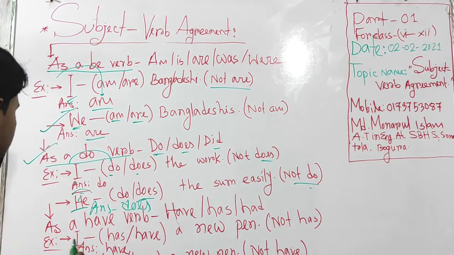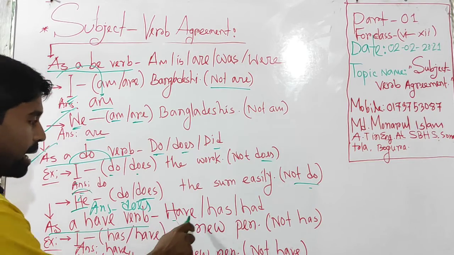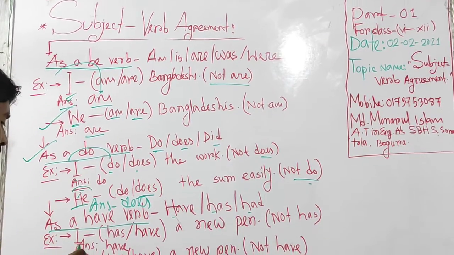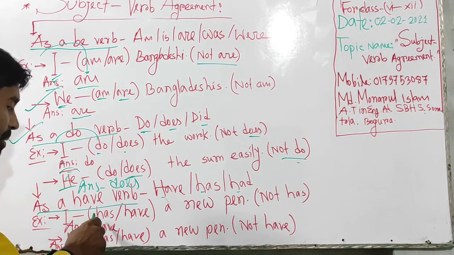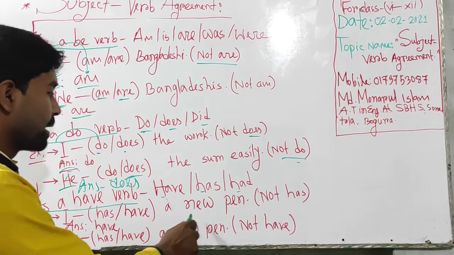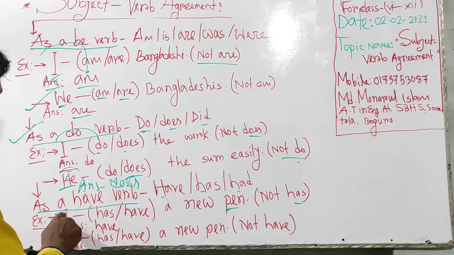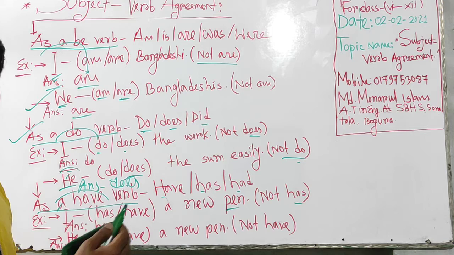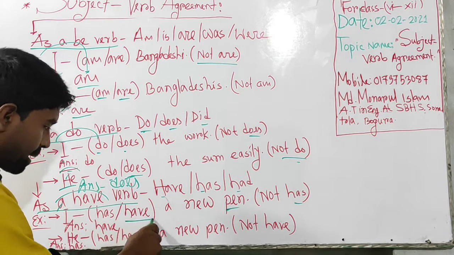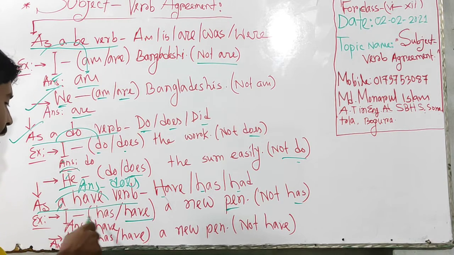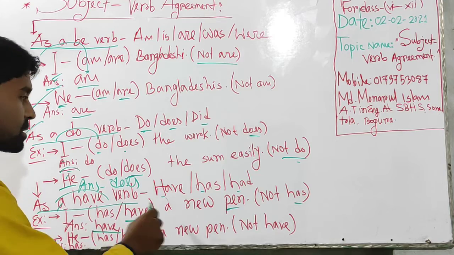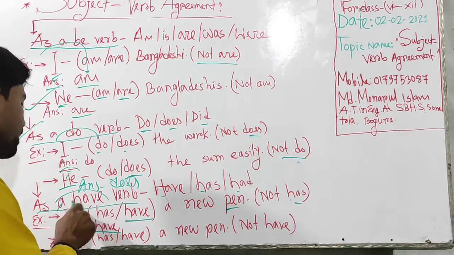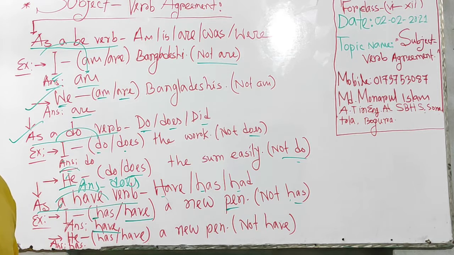Dear viewers, as a have verb: have, has, had. Here I also give the example: I (have/has) a new friend, not has. Here it is a first person singular subject, so we should give the other exceptional auxiliary verb: I have. We should remember the answer is have. Here we cannot use has after the subject I. I think you have got it. Okay, clear.